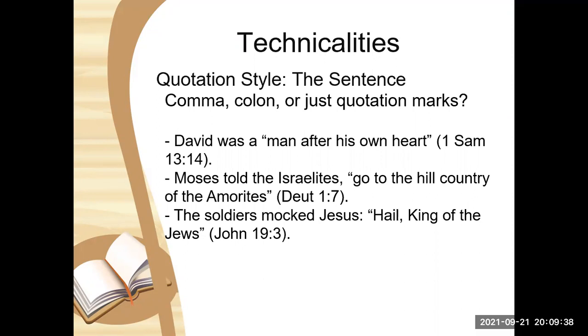So if I were to rank these as to what are most commonly used in writing that I've seen, or my own writing even for natural English speakers, Moses told the Israelites, comma, go to the hill country of the Amorites, far and away the most common. Most native English speakers will use an introductory clause before their quote. A distant second would be the first one, David was a man after his own heart, with no need for any punctuation there. And then the third level one is the colon.